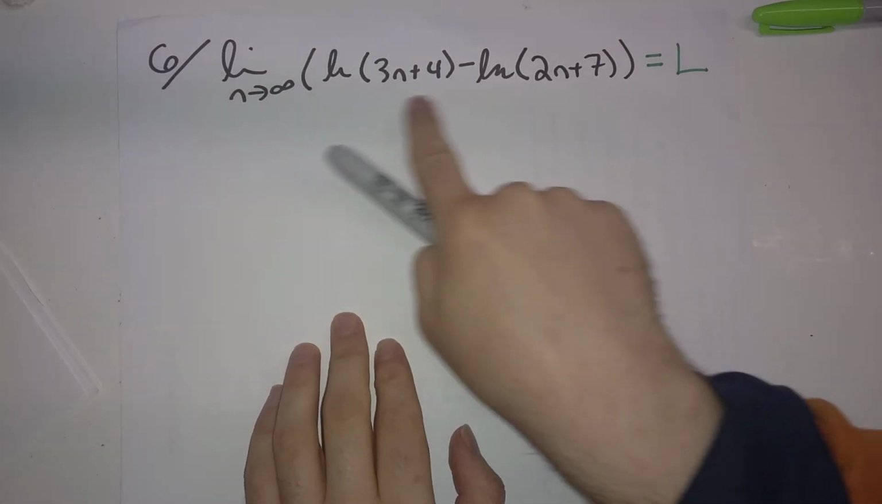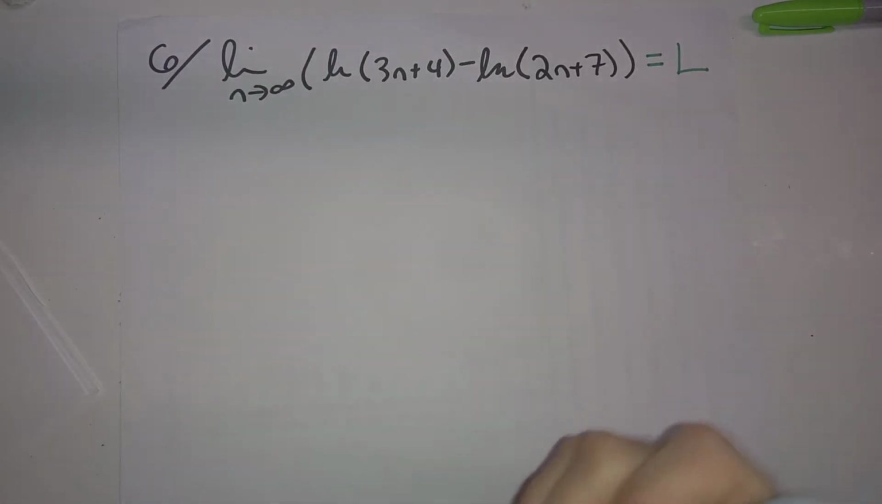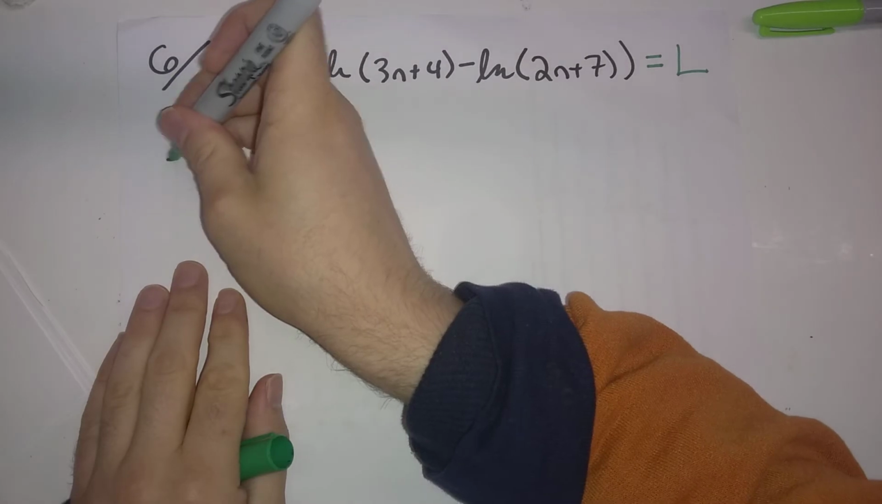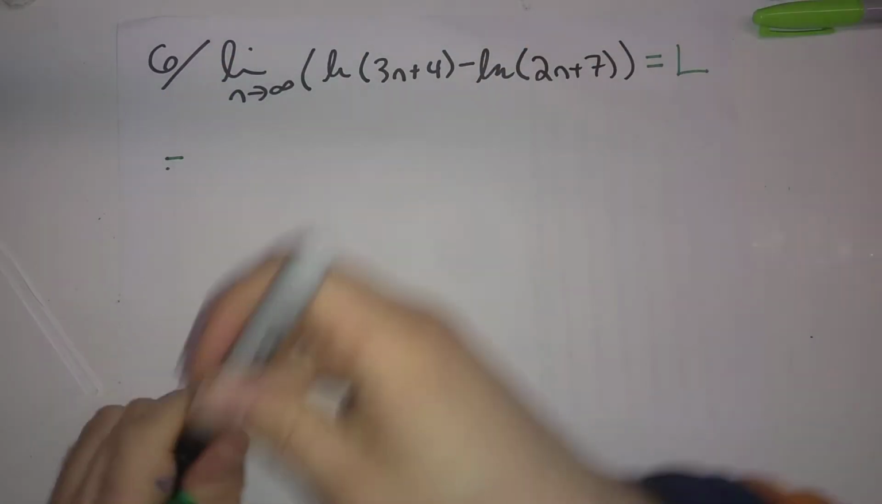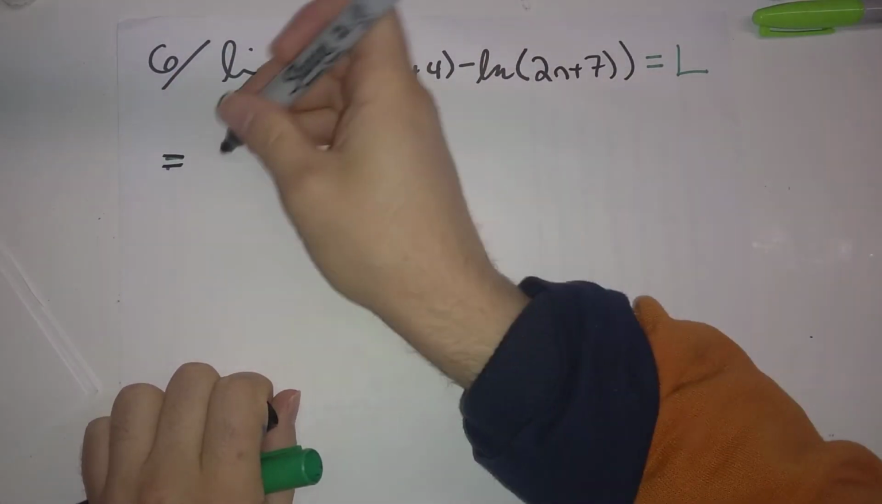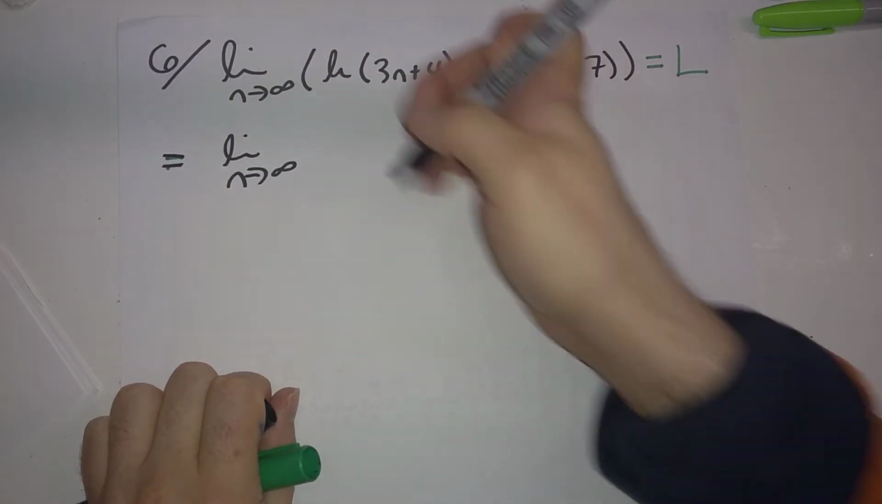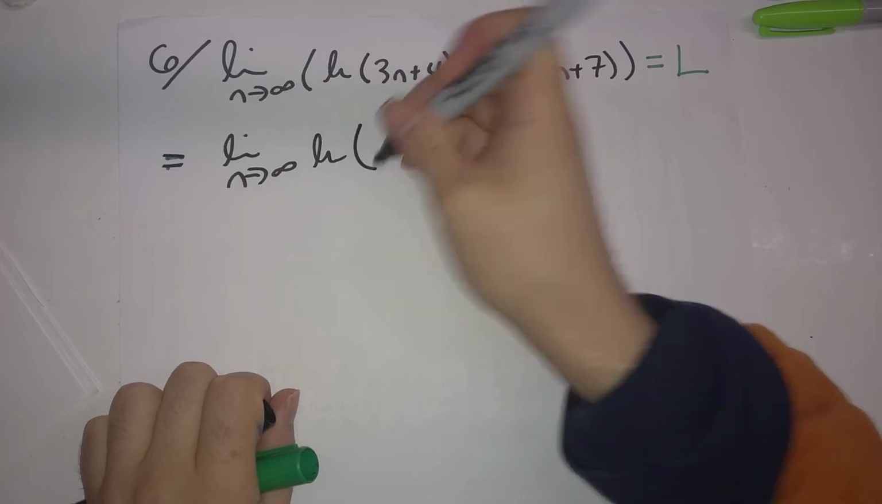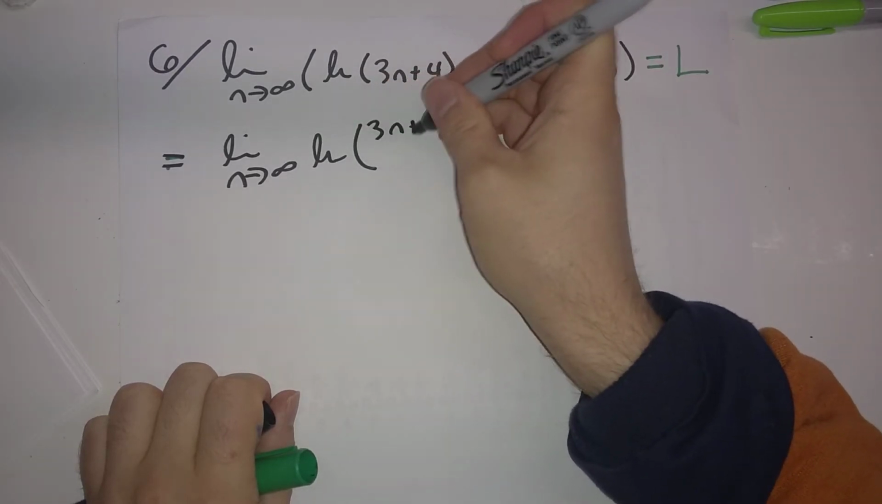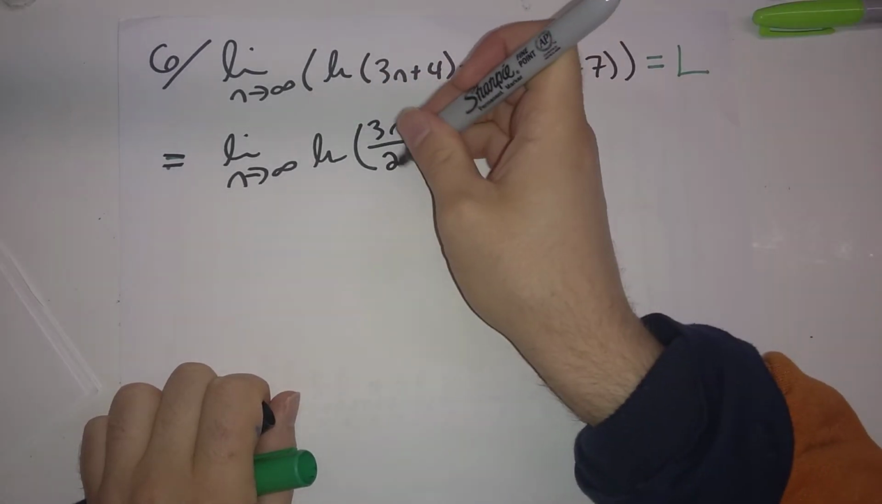A couple things I see here. First, I see a difference of two natural logs, so I should want to use natural log properties to say that, as n goes to infinity, log of a minus log of b is natural log of a divided by b.